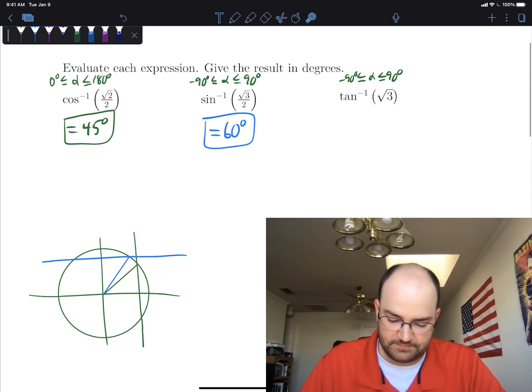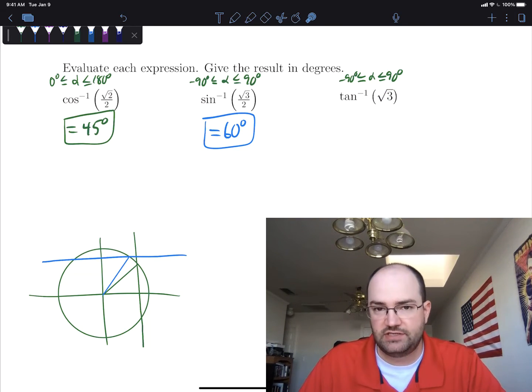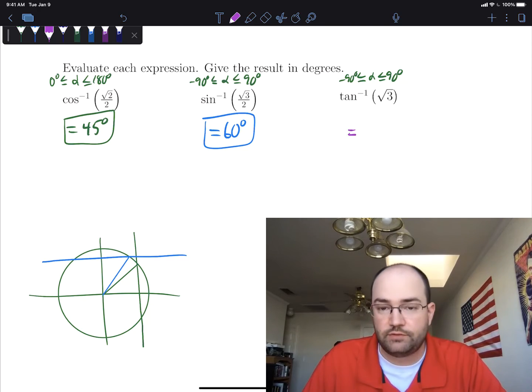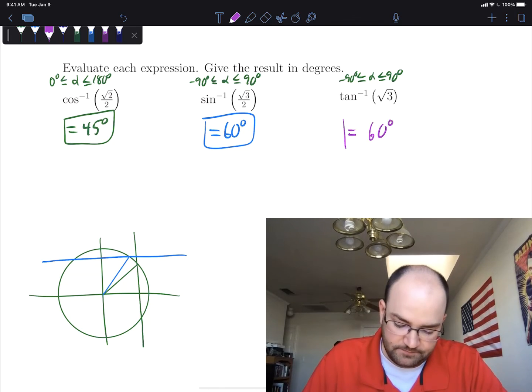Now for tangent. Inverse tangent of root 3, I want to know when is tangent equal to square root of 3. That also is in the first quadrant, and that is going to give me, well, square root of 3 would be 60 degrees.